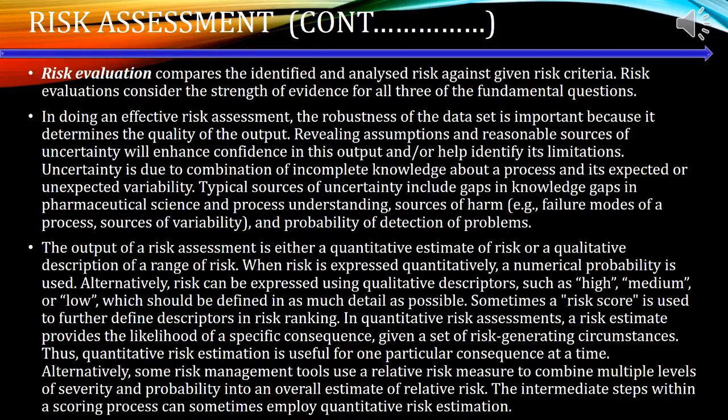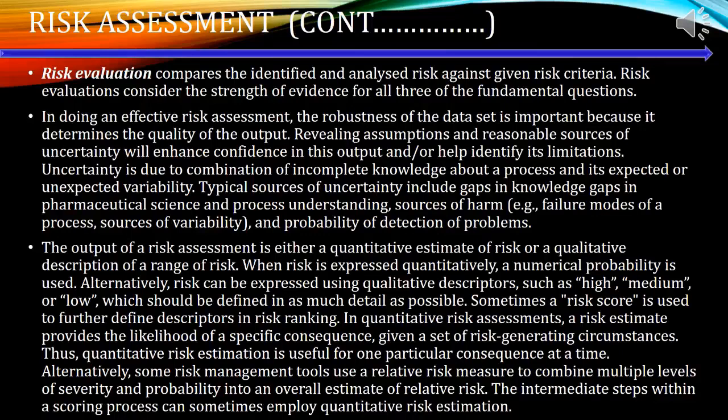Uncertainty is due to combination of incomplete knowledge about a process and its expected or unexpected variability. Typical sources of uncertainty include gaps in knowledge, gaps in pharmaceutical science and process understanding, sources of harm, e.g., failure modes of a process, sources of variability, and probability of detection of problems. The output of a risk assessment is either a quantitative estimate of risk or a qualitative description of a range of risk. When risk is expressed quantitatively, a numerical probability is used. Alternatively, risk can be expressed using qualitative descriptors, such as high, medium, or low, which should be defined in as much detail as possible. Sometimes a risk score is used to further define descriptors in risk ranking.